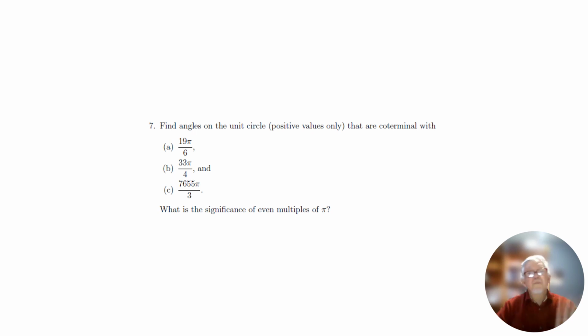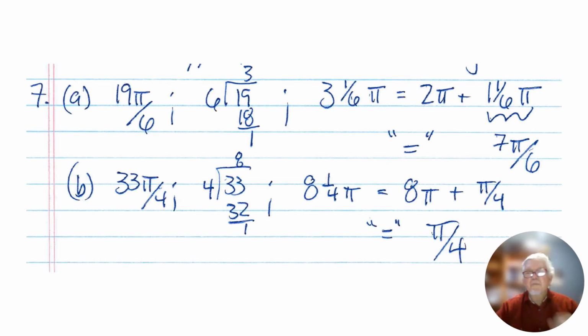Okay, so coterminal. Coterminal means that all of these angles are in standard form. They all have vertex 0, 0. They all have initial ray coincident with the positive x-axis. It's the terminal ray that's different. I've picked some funny ones. What is the significance of even multiples of pi?